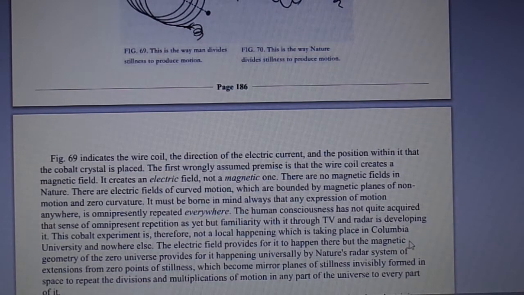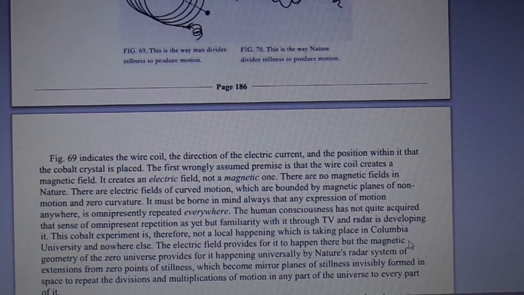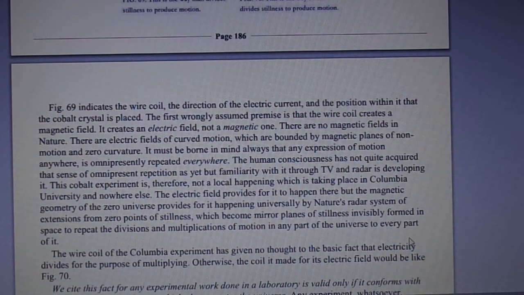It must be borne in mind always that any expression of motion anywhere is omnipresently repeated everywhere. The human consciousness has not quite acquired that sense of omnipresent repetition as yet, but familiarity with it through TV and radar is developing it. The cobalt experiment is, therefore, not a local happening which is taking place in Columbia University and nowhere else. The electric field provides for it to happen there, but the magnetic geometry of the zero universe provides for it happening universally by nature's radar system of extensions from zero points of stillness, which become mirror planes of stillness invisibly formed in space to repeat the divisions and multiplications of motion in any part of the universe to every other part of it.